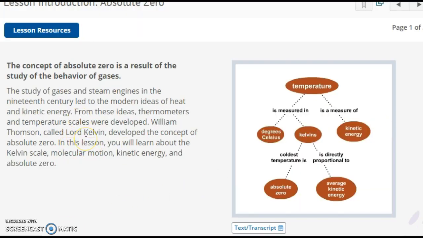The concept of absolute zero is a result of the study of behavior of gases. The study of gases and steam engines in the 19th century led to the modern ideas of heat and kinetic energy. From these ideas, thermometers and temperature scales were developed. William Thomson, called Lord Kelvin, developed the concept of absolute zero. In this lesson, you will learn about the Kelvin scale, molecular motion, kinetic energy, and absolute zero.